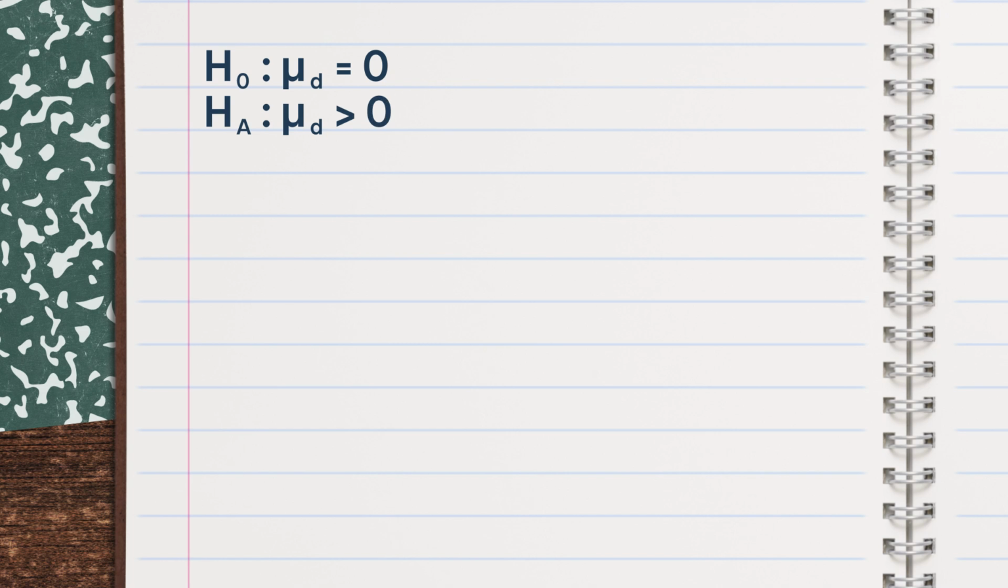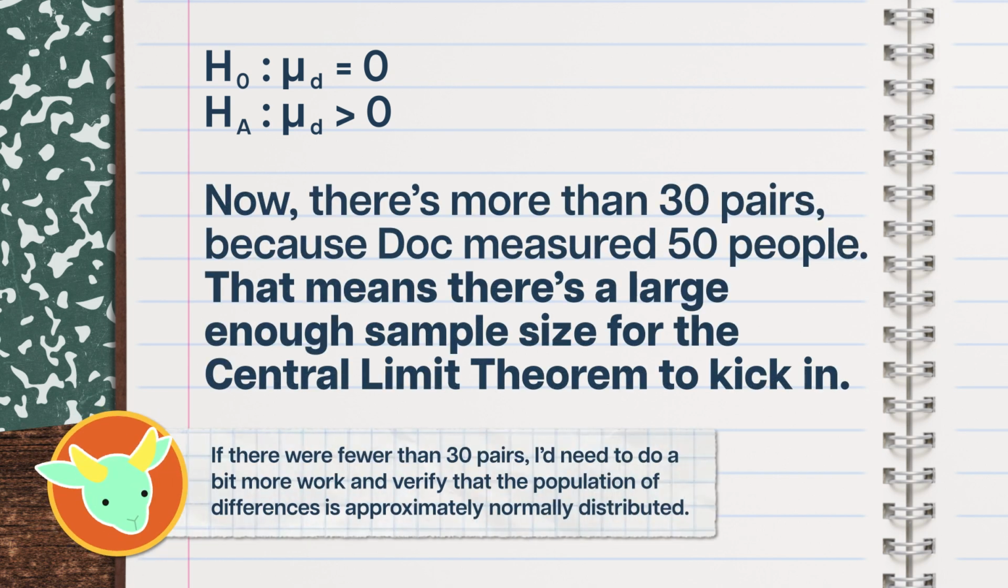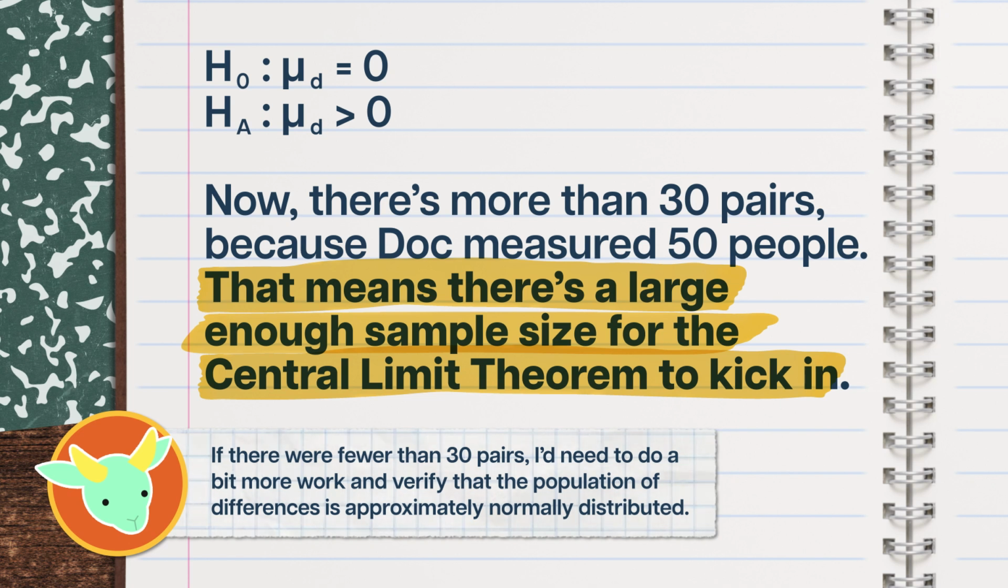But in my alternative hypothesis, I get a positive number, because after the treatment, people have lower blood pressure if the drug works. Now, there's more than 30 pairs because Doc measured 50 people. That means that there is a large enough sample size for the central limit theorem to kick in. So we're on to the test statistic, which tells us how many standard deviations away our observed difference in blood pressures is from the hypothesized mean difference.